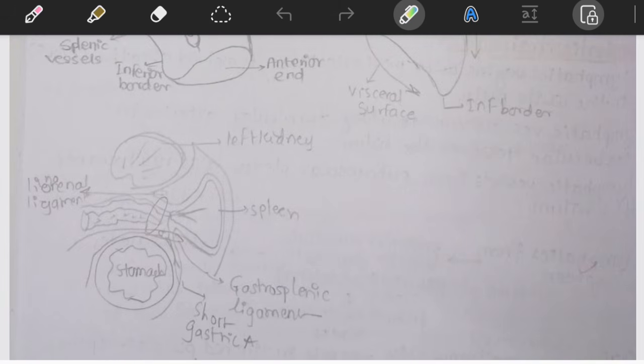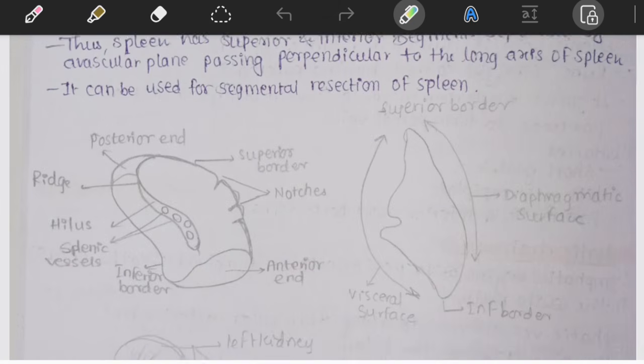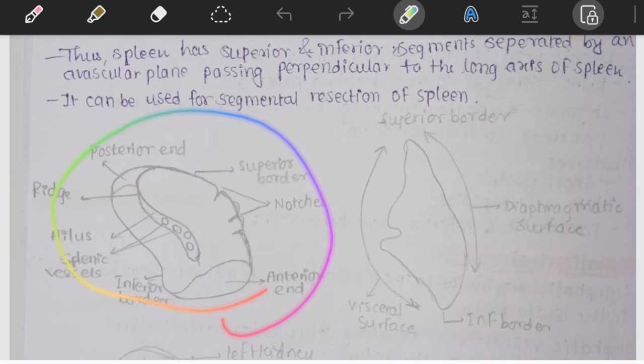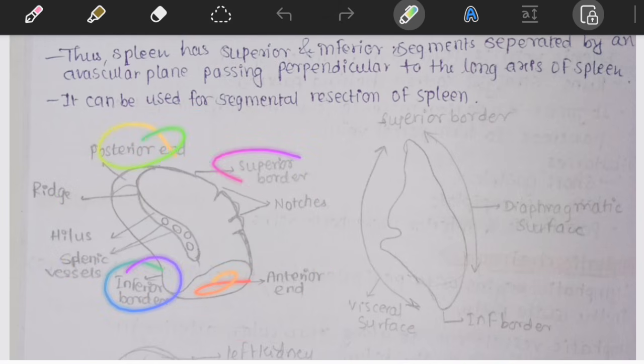Peritoneal relations are there. This is the spleen, this is the left kidney, and these are the splenorenal ligament. Here is the gastrosplenic ligament, short gastric artery, splenic artery is here. This is the tail of the pancreas. This is the diagram for the spleen. Normally this is the anterior end, posterior end, inferior border, superior border, and notches are there. Hilum contains the splenic vessels, and this is the ridge.